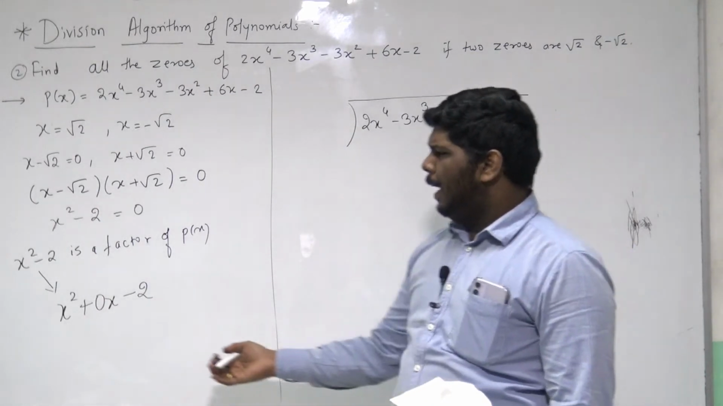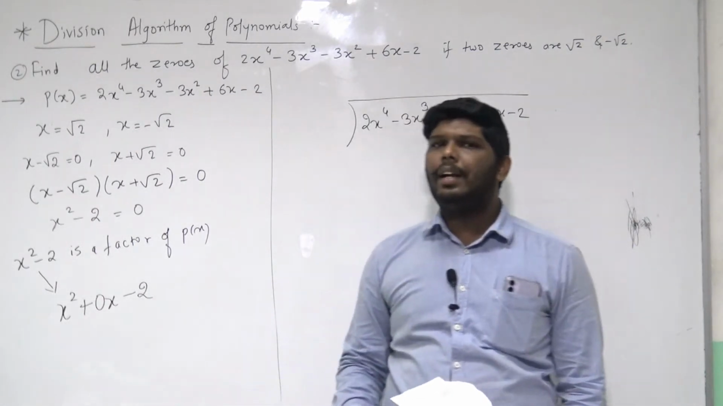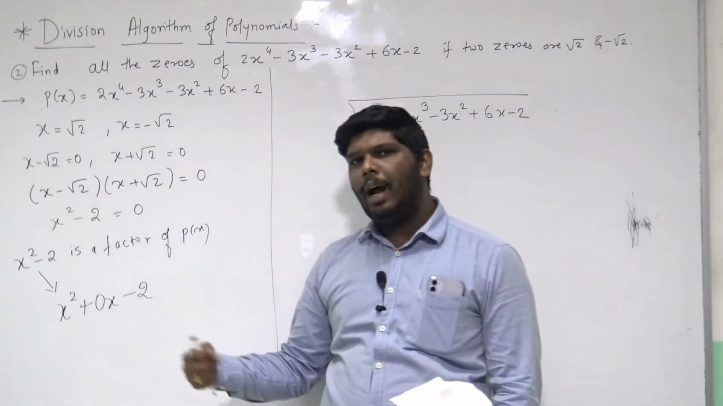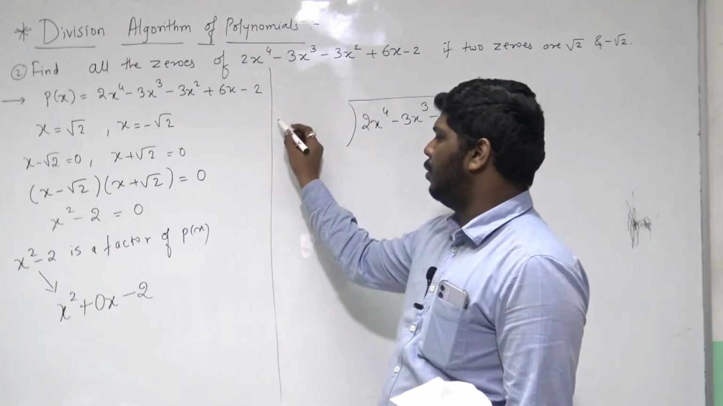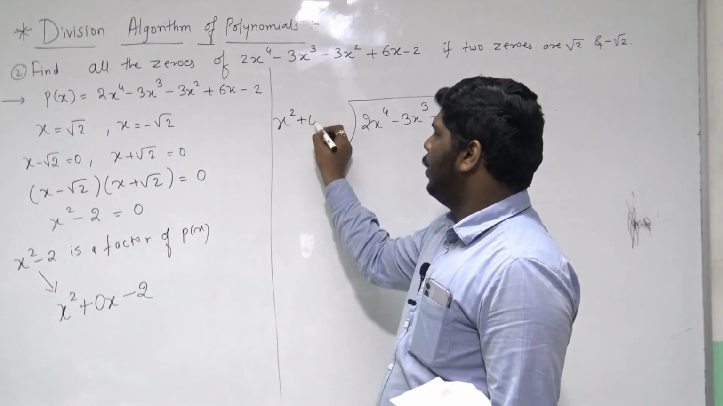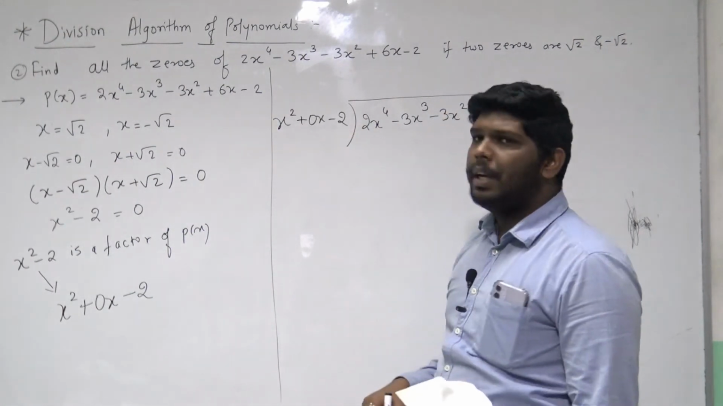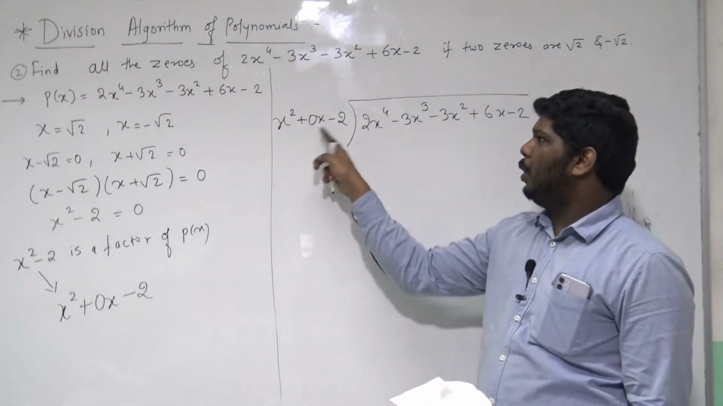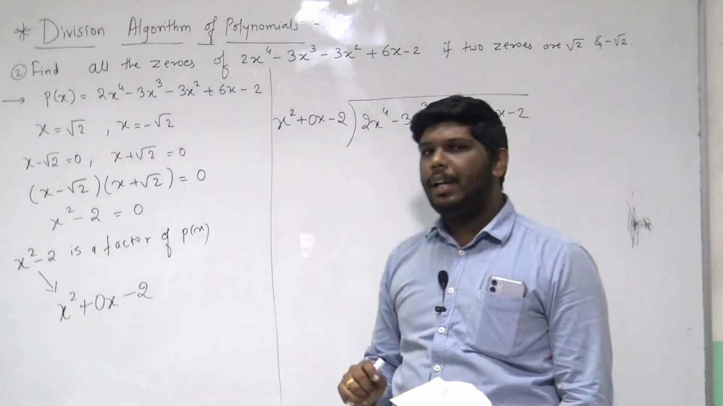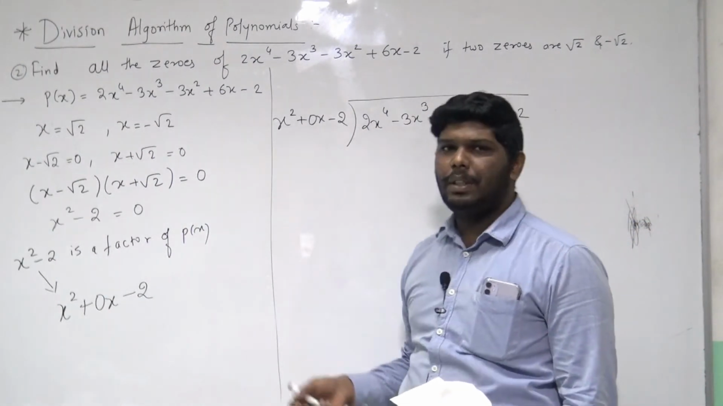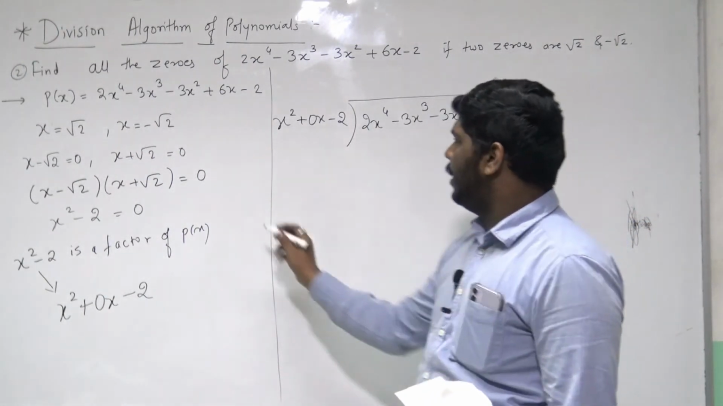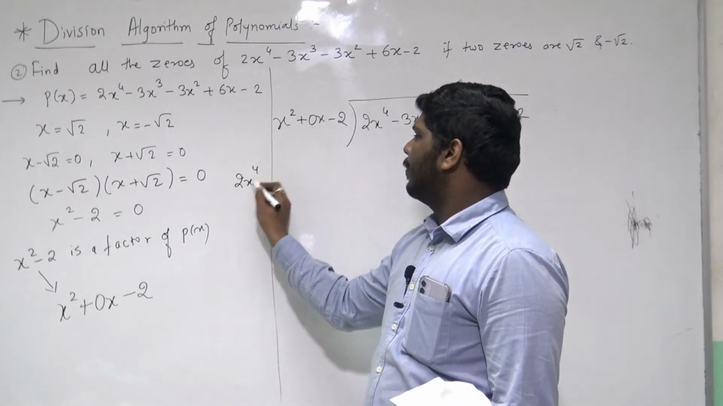It is not like if you don't write you will get an incorrect answer, but if you write, then there is 100% surety of a correct answer. So x square plus 0x minus 2. Now if you start dividing 2x raised to 4 upon x square like we did in the previous question, first term divided by first term. So I will write it somewhere here, 2x raised to 4 upon x square.